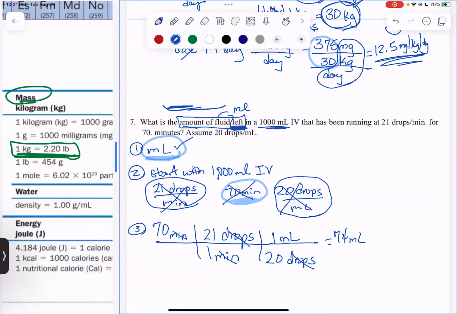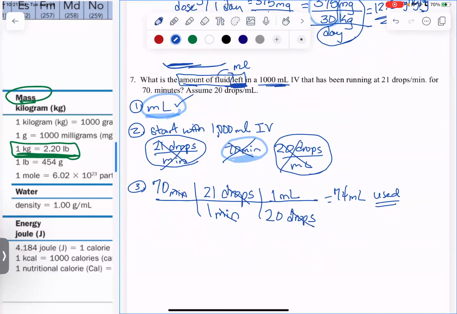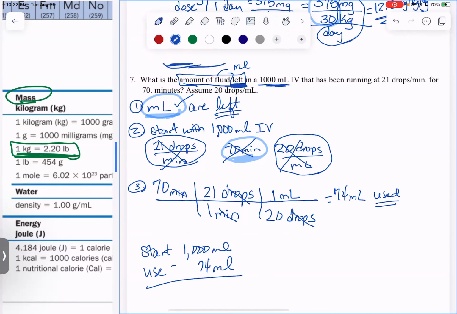This is telling me how much has gone through the IV. So it's 74 milliliters that were used. But is that what the question is really asking me? It's really asking me how many milliliters are left. So if I start with 1,000 milliliters and I use 74 milliliters, all I have to do is subtract the two. And if I subtract the two, I get 930 milliliters, and that's how much I have left.